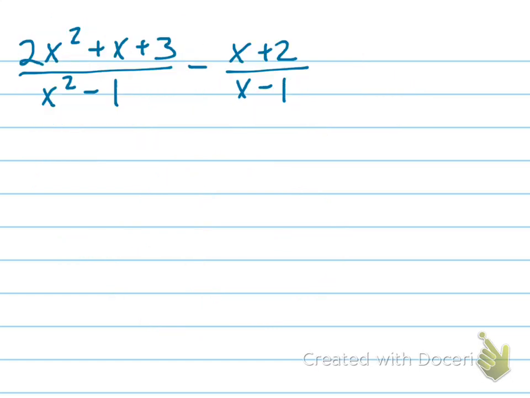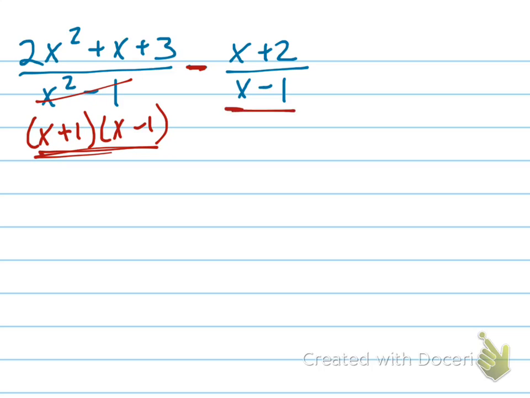Let's try another problem. This is different because this says minus, so this is not multiplying or dividing. It's subtracting. And whenever you're adding or subtracting fractions, you need a common denominator. So I'm going to first factor this so I can see what my common denominator is. Notice that this has an x plus 1 and an x minus 1. This only has x minus 1.